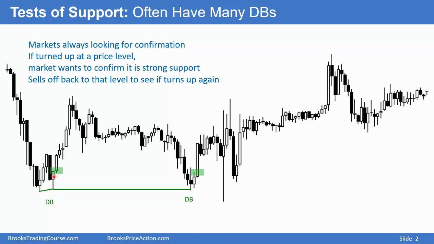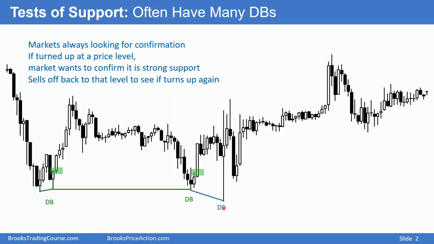Traders bought here, the market tried to resume down, and every time it gets to the prior low, it's a test of that low. Will it reverse up again? It did. Again, we're back down to that level where bulls bought before. Will the bears break through that level, or will the bulls buy again? This is a test of the prior low, and it formed a double bottom.